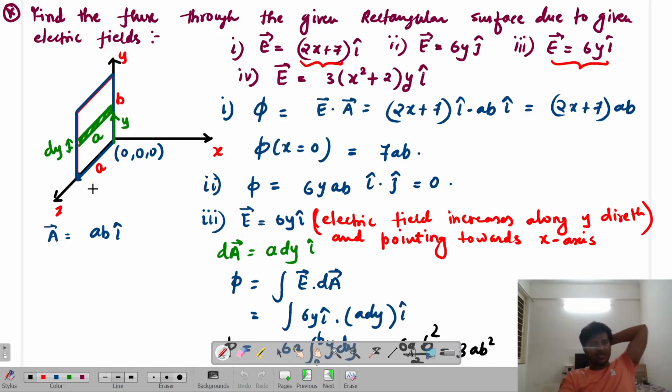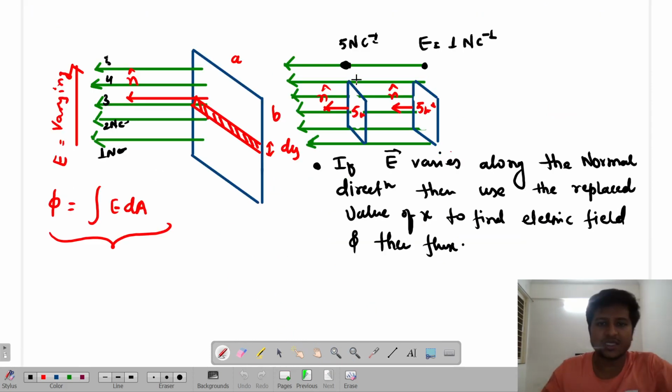I was saying that this area is present at which coordinate? 0 comma 0 comma 0. So this area will also be present on the x axis at some coordinate, and this will also be present at some x axis coordinate, got it or not? So find that coordinate, it will be shown to you, and then replace that coordinate value in the equation of E to get the particular electric field for those kinds of electric field which vary horizontally along the direction of the normal. Are you able to get me or not?